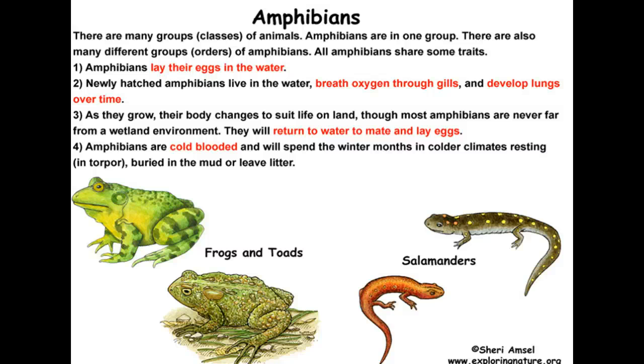Though most amphibians are never far away from a wetland environment, they will return to water to mate and lay eggs. Amphibians are cold-blooded and will spend the winter months in colder climates resting in torpor, buried in mud or leaf litter.